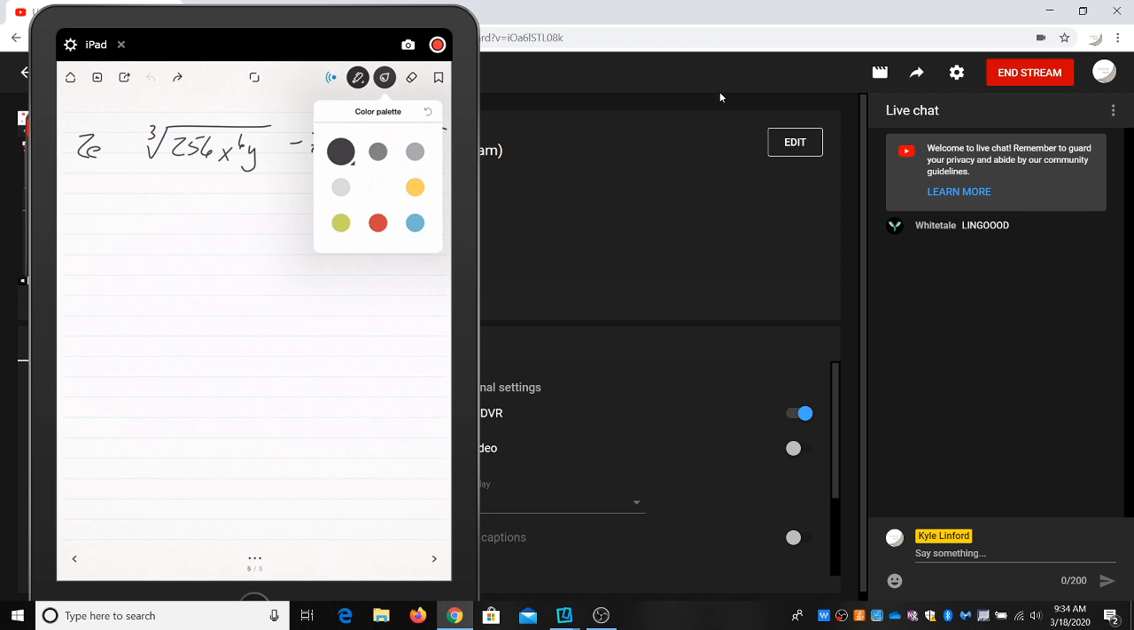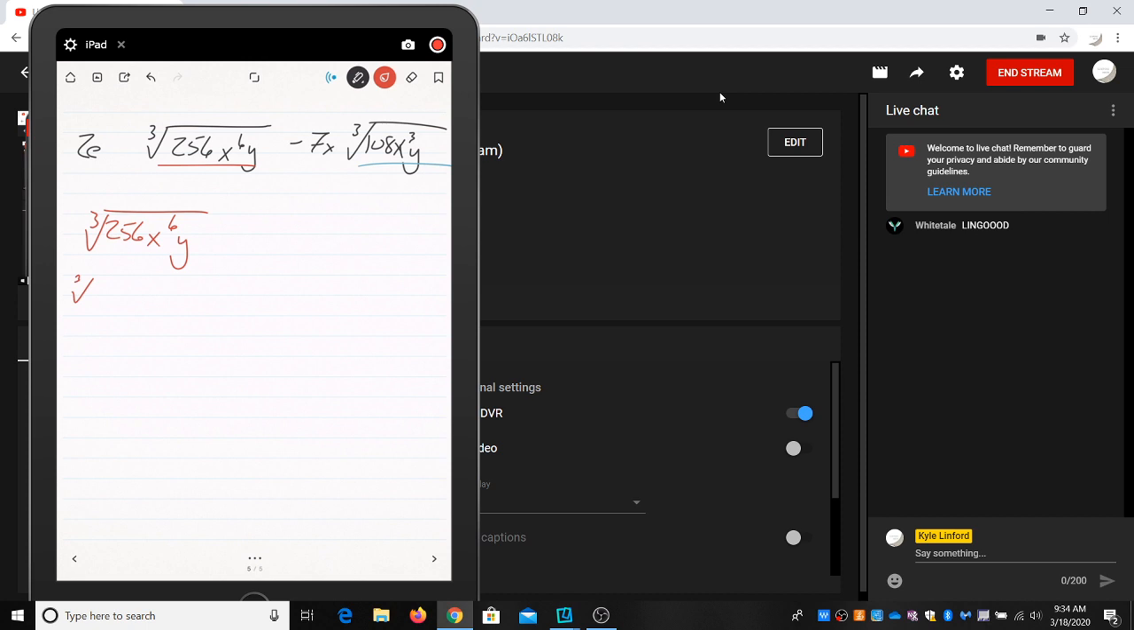So I'll do some work in separate colors. I'll do all of this in red, and I'll do all of this in blue. And let's see where we go. So first up, we have the cube root of 256 x to the 6 y. So we need to take the cube root of 256, the cube root of x to the 6, and the cube root of y.